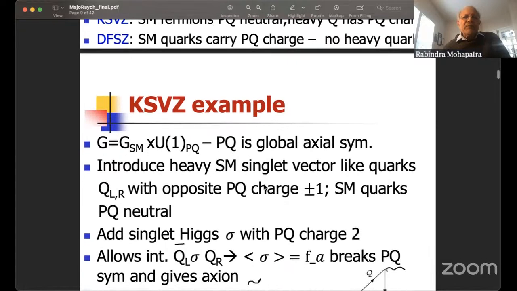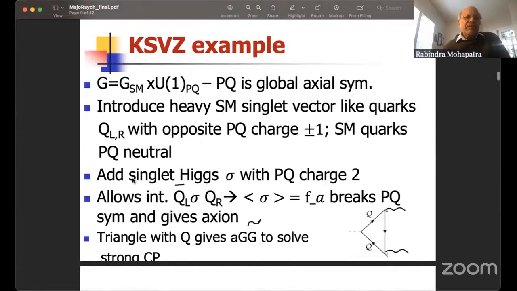Now you can introduce heavy singlet vector-like quarks in this theory, and denote them by capital Q, capital R, with opposite PQ charge plus minus 1. The SM quarks are PQ neutral, as I said before. Then you add the singlet Higgs sigma, which is a complex scalar field. It has a Peccei-Quinn charge too. So it couples to the heavy quarks as follows, but it does not couple to the standard model quarks. Once you break the symmetry by giving a vacuum expectation value to sigma, denoted by f_a, it breaks the Peccei-Quinn symmetry and gives rise to the axion.